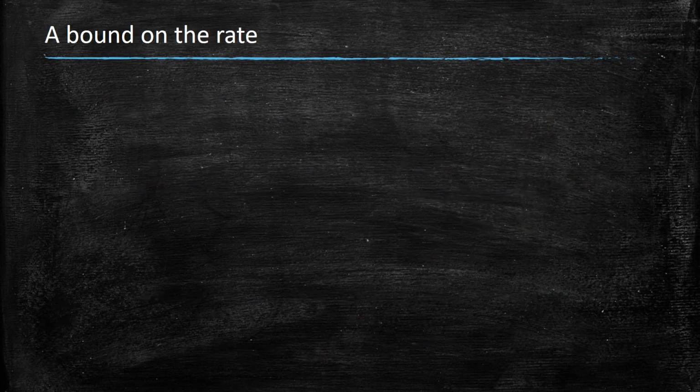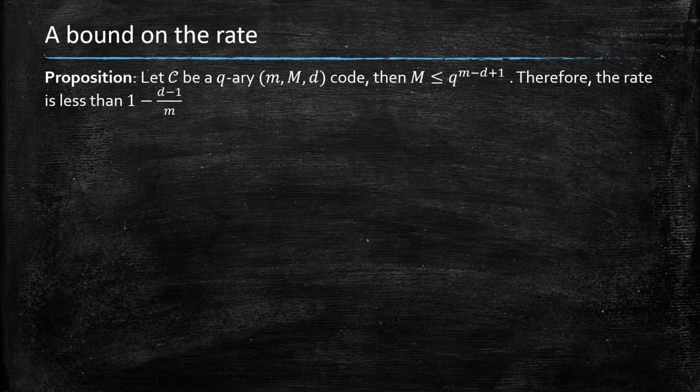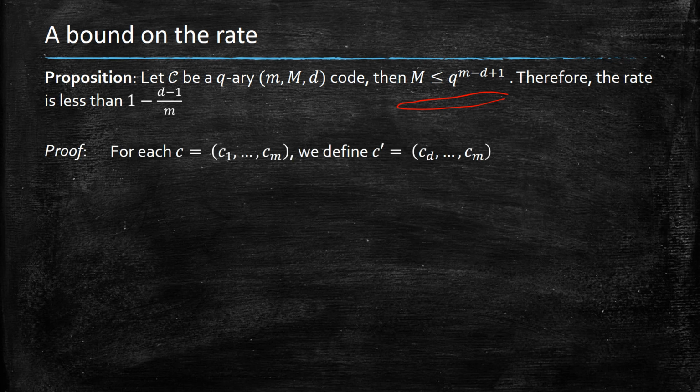Now let's finish with a bound on the rate. For a code with length m and distance d, we can claim that M, the number of code words, is bounded by q to the m minus d plus 1, which automatically gives us an upper bound on the rate. So it says that with those parameters, you will never exceed a certain rate. So how do we prove this?